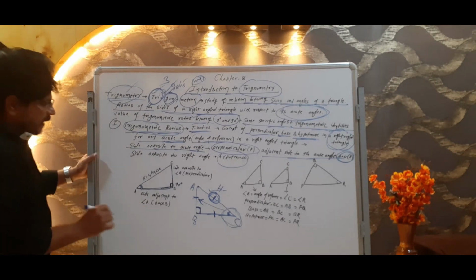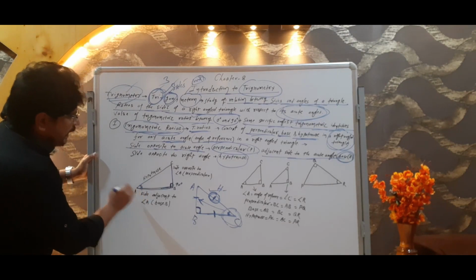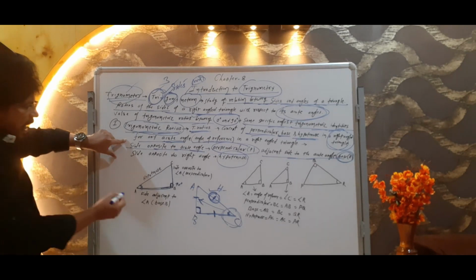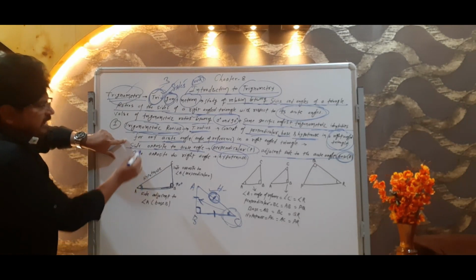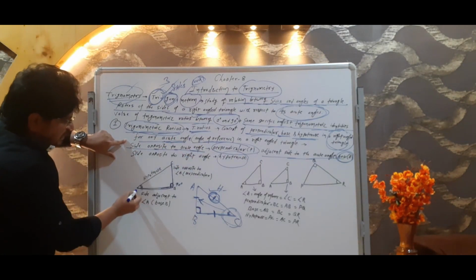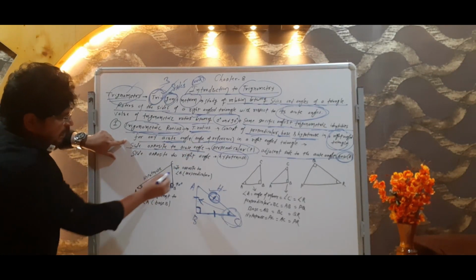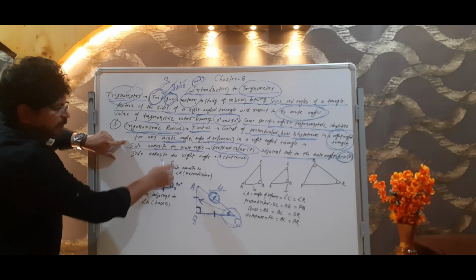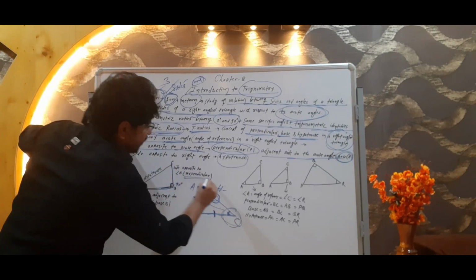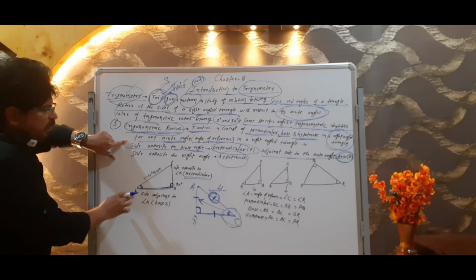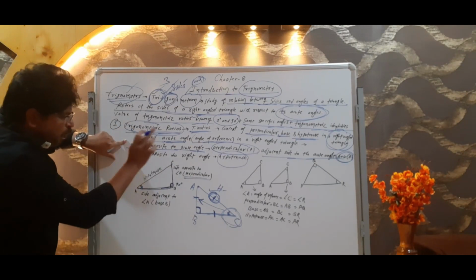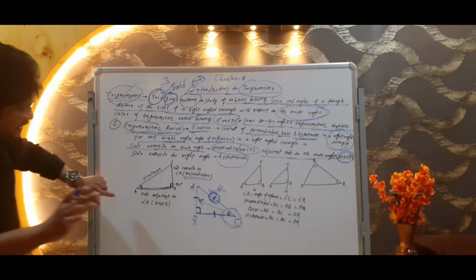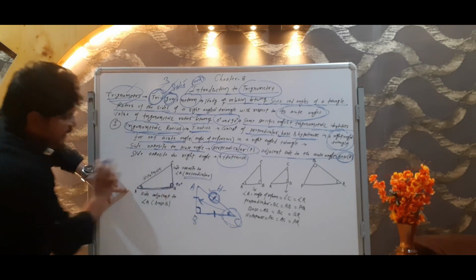Right guys? Now see here carefully. It is acute at point A. Now what I just told you: the side opposite to the acute angle is the perpendicular. So which side is opposite to the acute angle? Side BC. So side BC is the perpendicular. Why? Because it is opposite to the acute angle. Got my point?